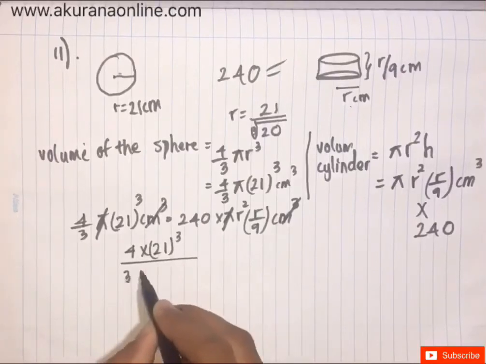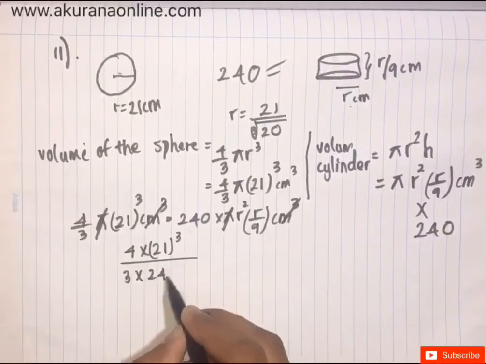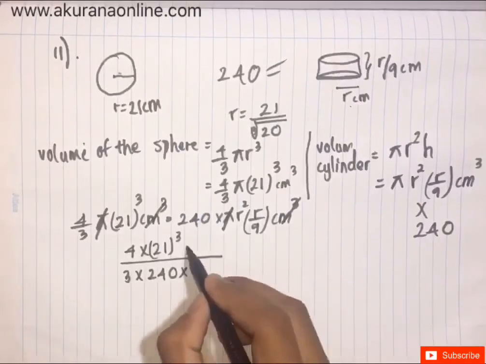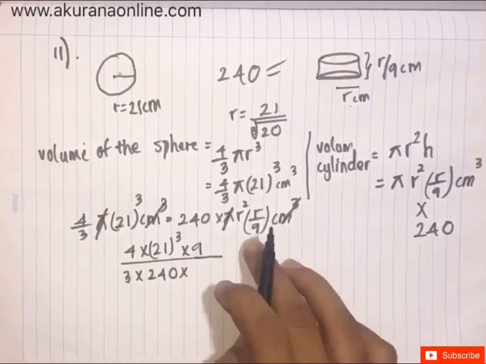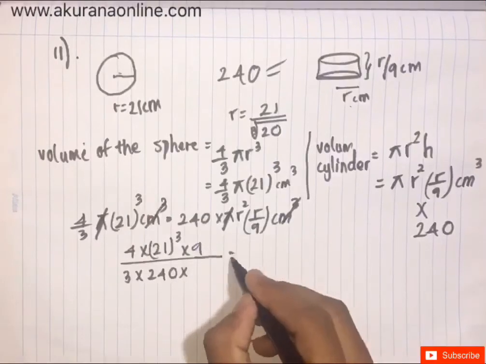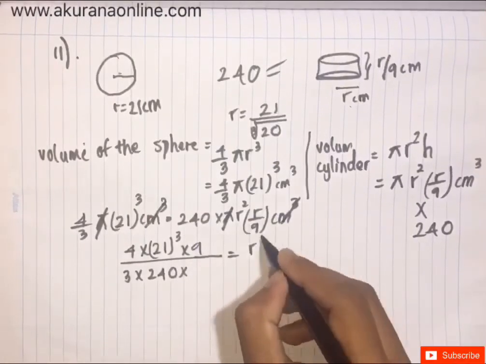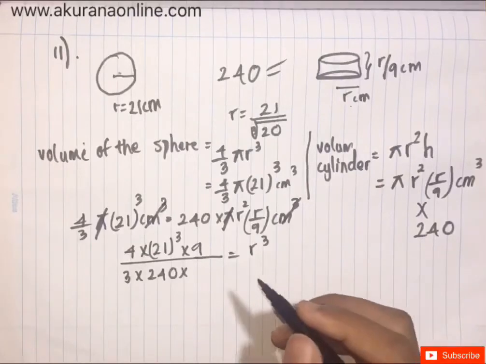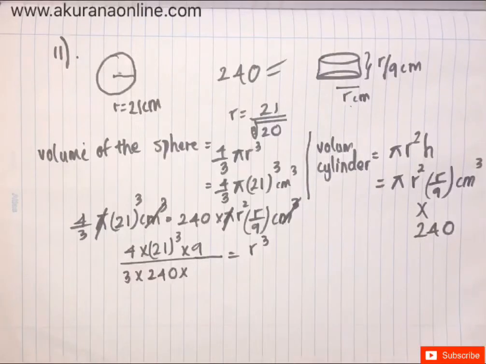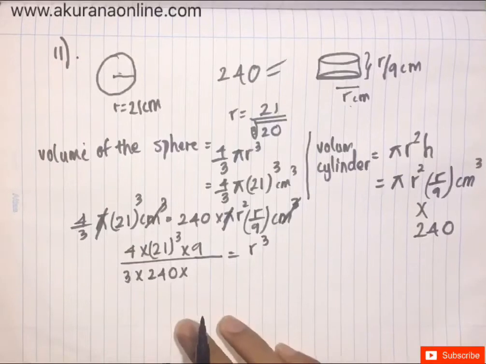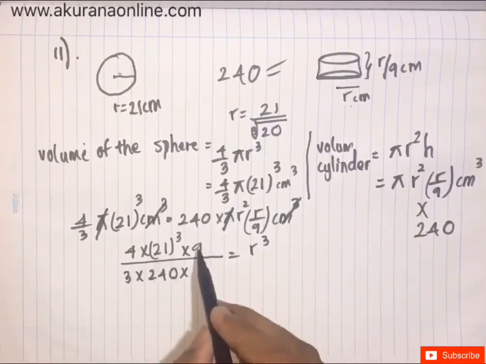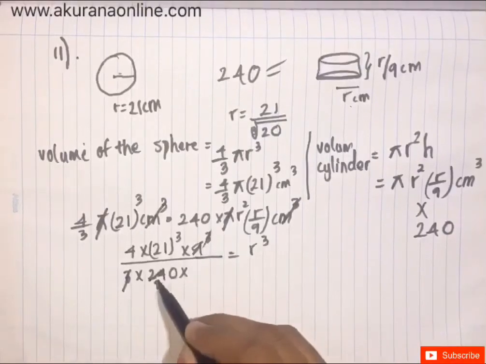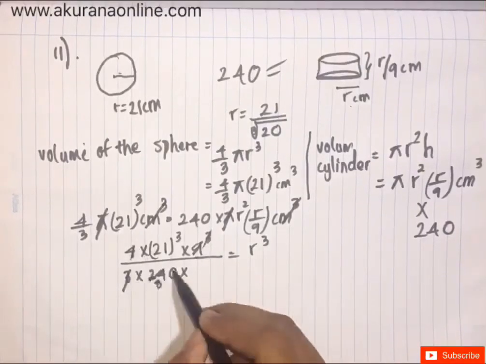Also 3 is there. Bring 240. And 9 is also here, because there is a 9 here. Bring it to the numerator. On the right hand side you have r cube. That's what you have to find, right? If you simplify, you will be getting 20, I hope. If you simplify all this, here 3, here 8, so here 1 and 20.